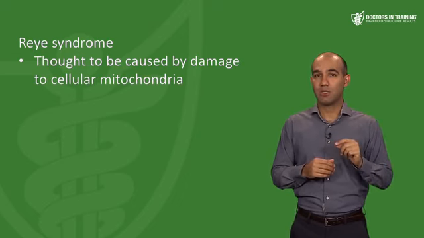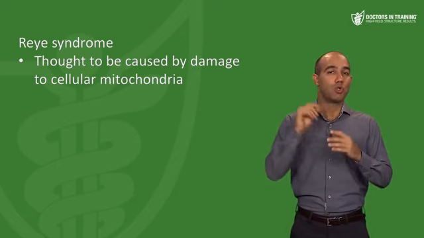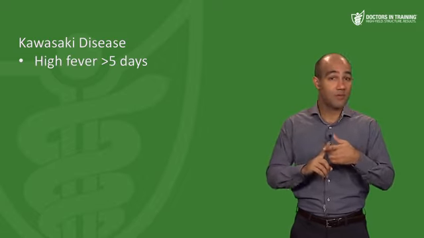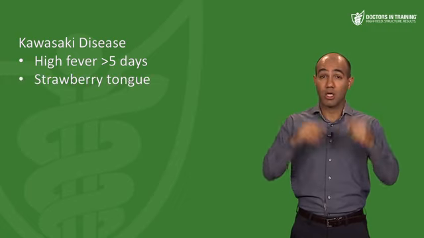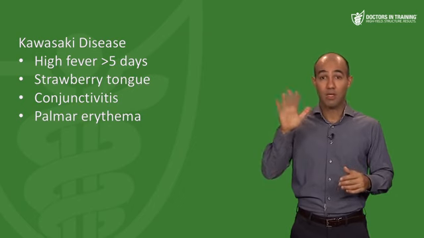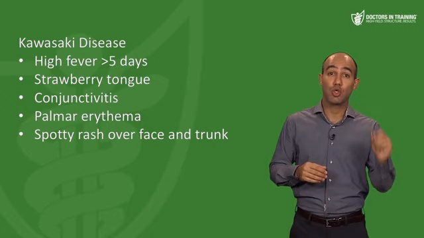One notable exception, and one that you should potentially know for step 1, is that you should use aspirin in children with Kawasaki's disease. So remember, Kawasaki's disease is characterized by high fever for 5 or more days, strawberry tongue, conjunctivitis that spares the limbus, palmar erythema, and spotty rash over the face and trunk. These patients should get aspirin. All right, on to Wilson's disease.